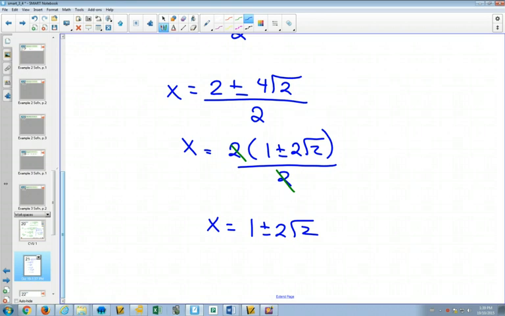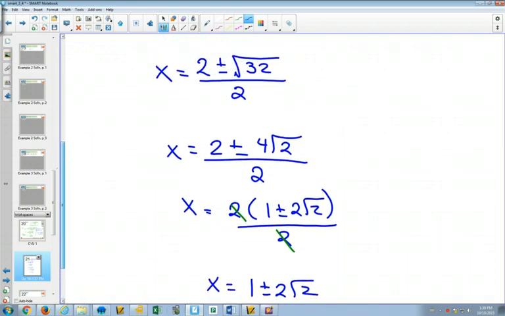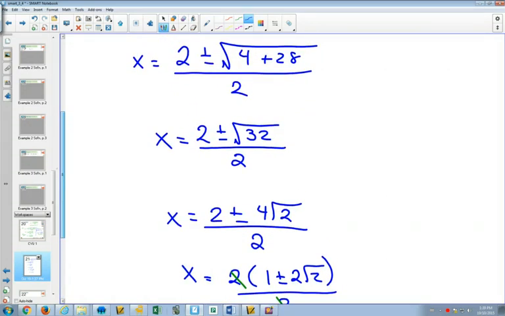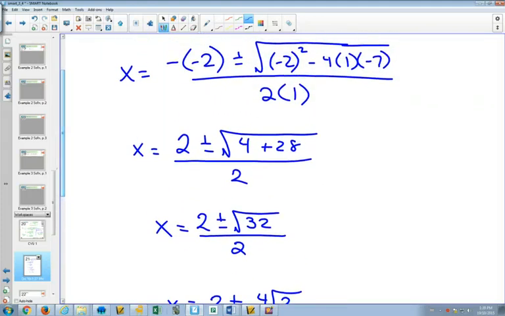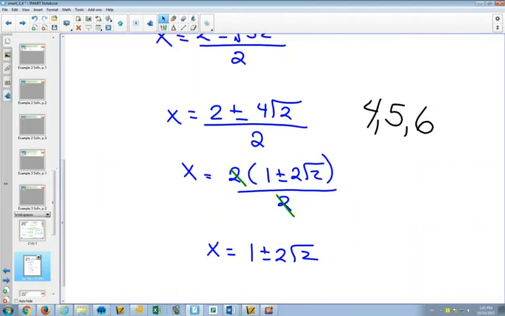Yes? Is that far enough? So questions you can do for this one are 4, 5, and 6.